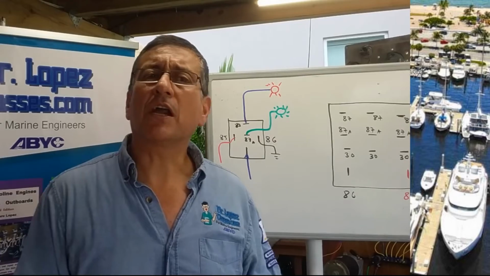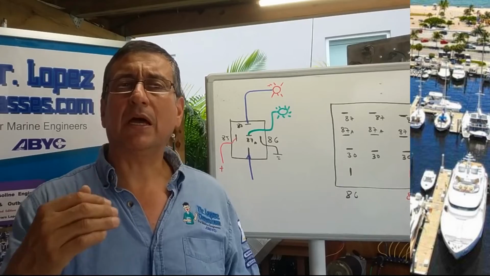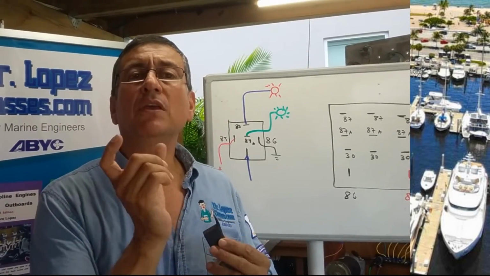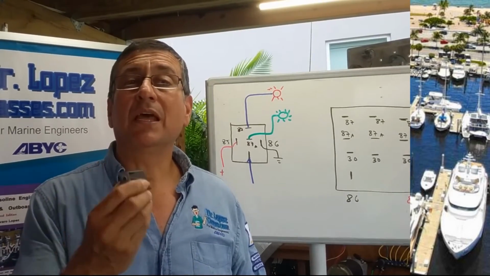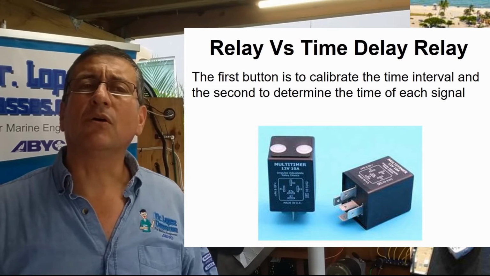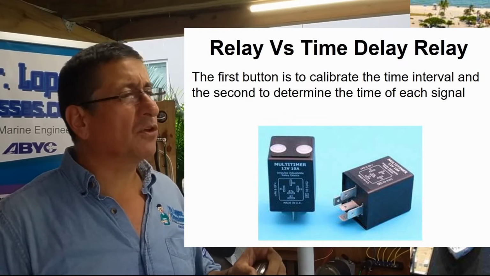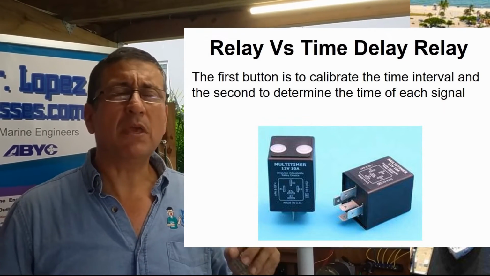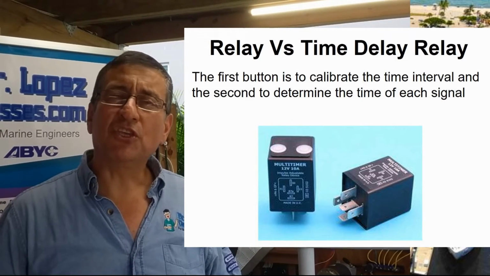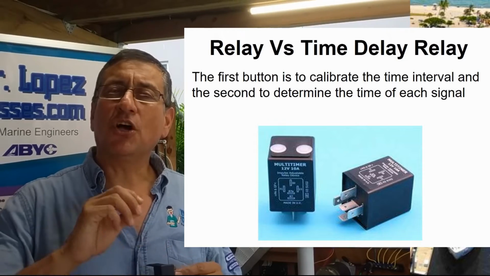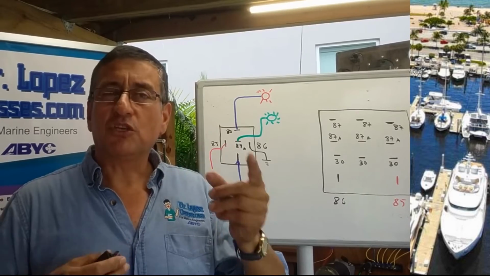Other common situation is the air conditioning equipment. You can program your air conditioning equipment to start at some time during some interval of time. This is easy to program with time delay relays, like the relay that you have on the screen right now. The relay on the screen has 2 buttons. The first button will be used to calibrate the time interval, and the second button is used to determine the time of each signal. You can adjust the time interval and the time of each signal with each button.